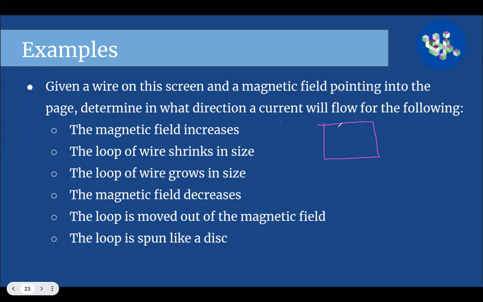So this is my wire loop. By the way, the wire loop needs to be a closed loop, otherwise you can't have a current, right? And then I have a magnetic field that points into the page. This will be my magnetic field, and it's uniform in all space.